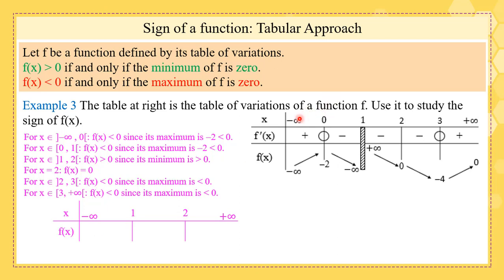From minus infinity to 1, you just look at f of x and you see that it varies from negative infinity to negative 2, then to negative infinity. So you can say that it's negative. And from 1 to 2, it is positive. And from 2 to plus infinity, it's negative. What is the justification? From minus infinity to 1, its maximum is negative 2, and if the maximum of something is negative 2, it means that it is negative. And from 1 to 2, its minimum is greater than 0, and from 2 to plus infinity, its maximum is less than 0.